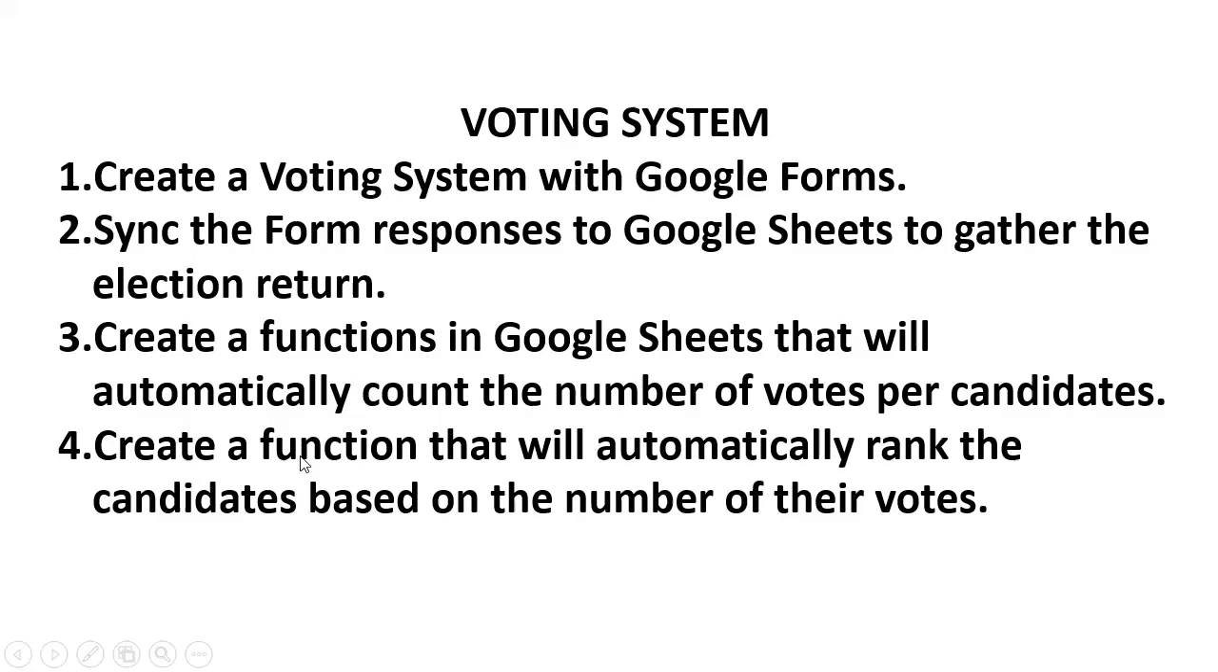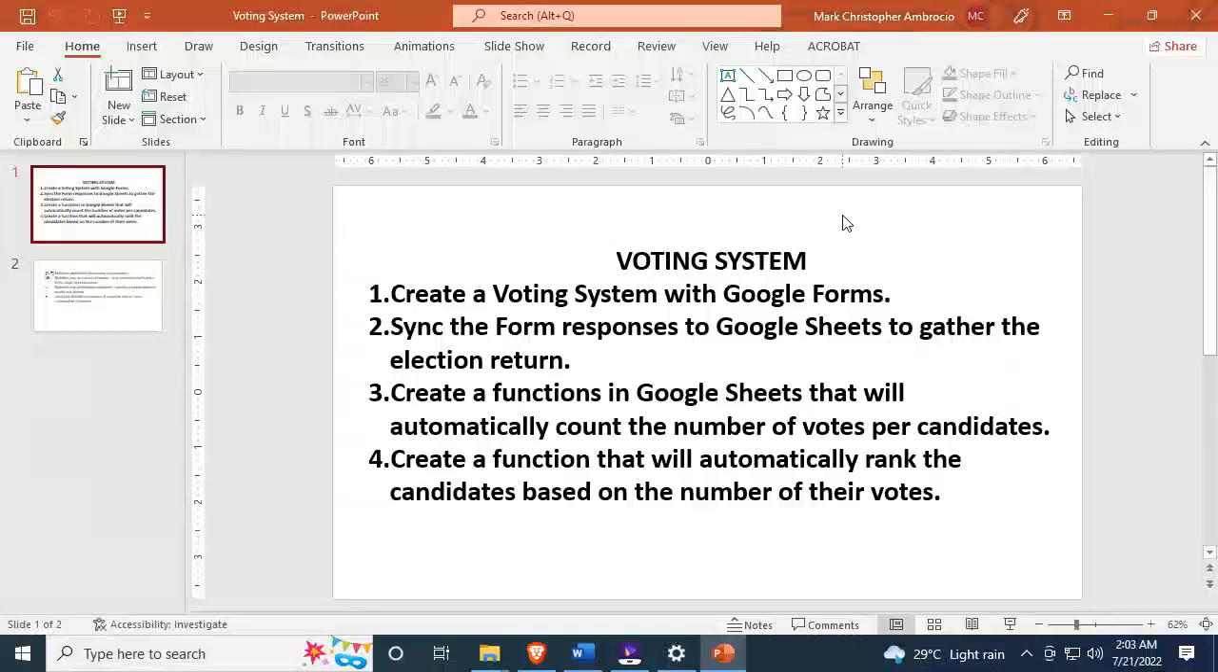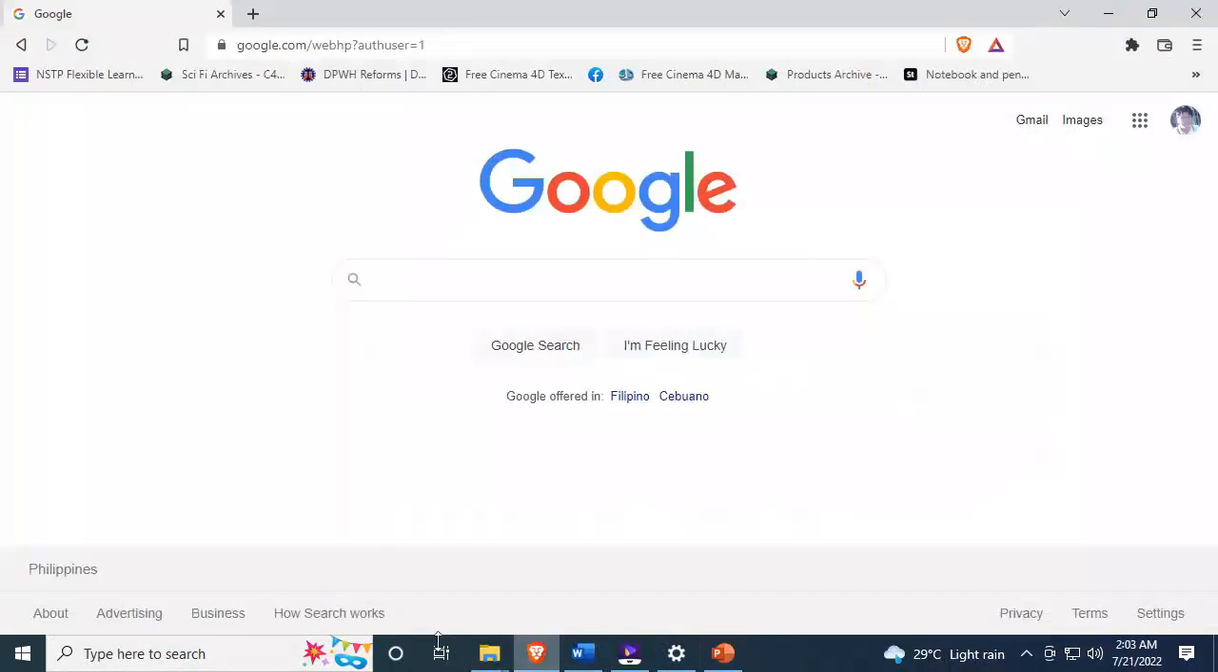Okay? And then we will create a function that will automatically rank the candidates based on the number of their votes. So yan yung mga gagawin natin dito sa ating series of tutorial. So nasa part 1 pa lang tayo, gagawa muna tayo ng voting system gamit ang Google Forms. Okay. So, balik tayo sa ating browser.